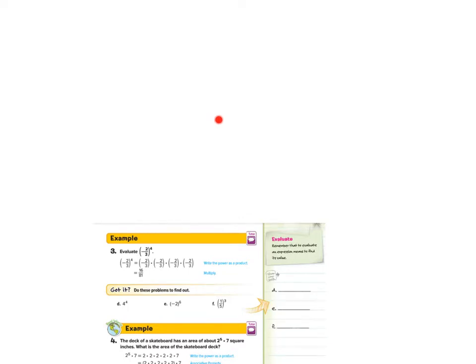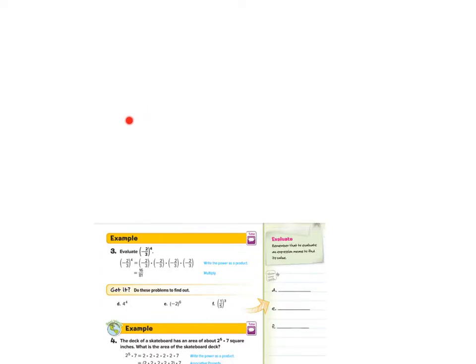So 1, 2, 3, 4. Negative times a negative, positive. Positive times a negative, negative. Negative times a negative, positive. Notice that the exponent for a negative base is even. When the exponent is even for a negative base, it's going to be a positive answer. If the negative base has an odd exponent, it's going to be a negative answer. Okay, if you did not get that, please rewind and listen to that again.